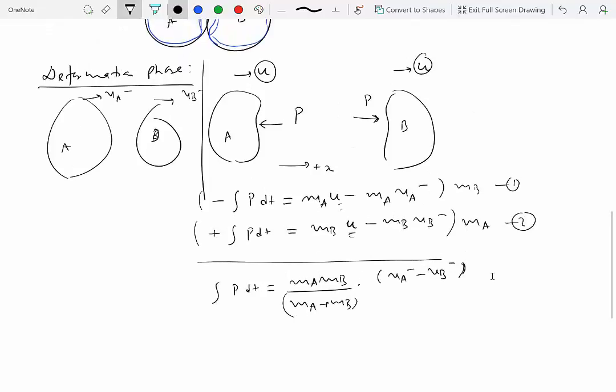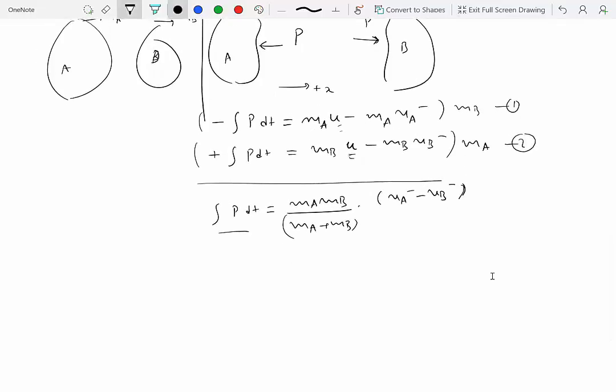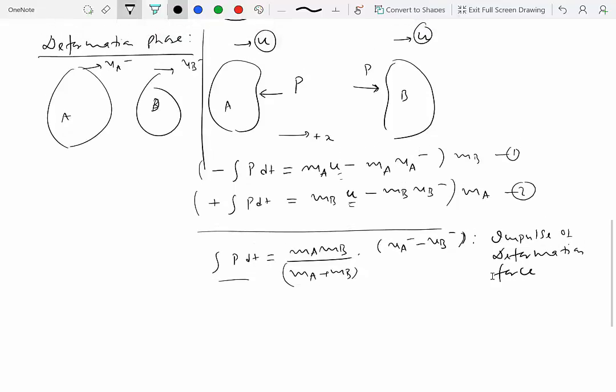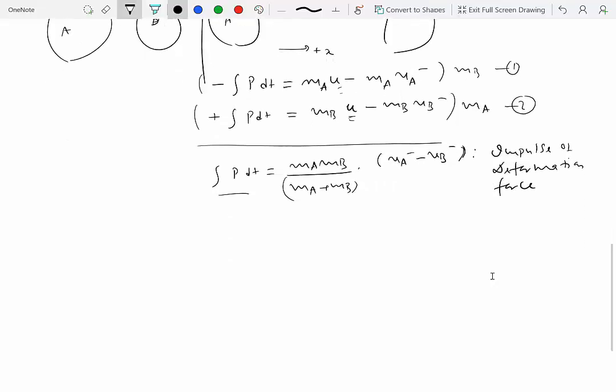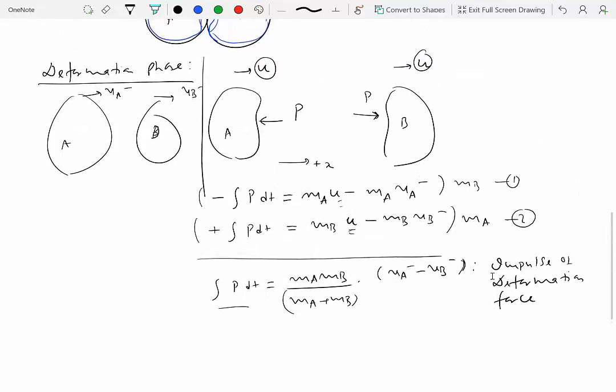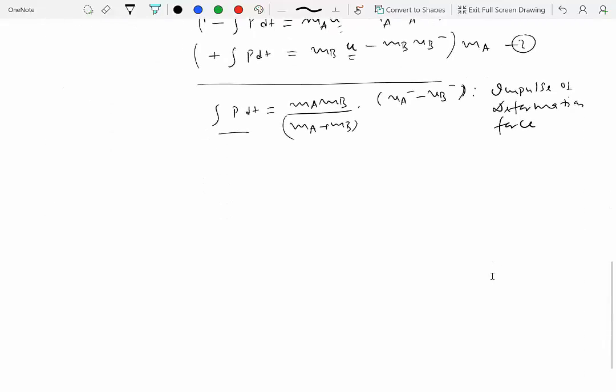Okay, so this gives us basically the impulse of the deformation force, right? So this is nothing but the linear impulse of the deformation force. Okay, so the impulse of the deformation force is obtained completely in terms of the mass of the two particles and the pre-impact velocity, right? Now we can repeat this analysis for the restoration phase as well.